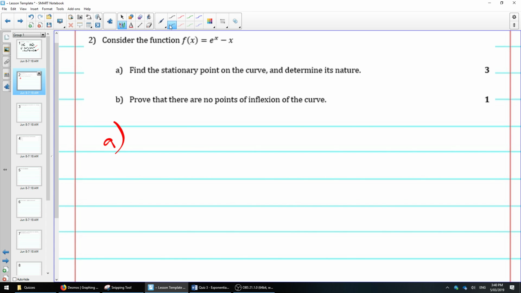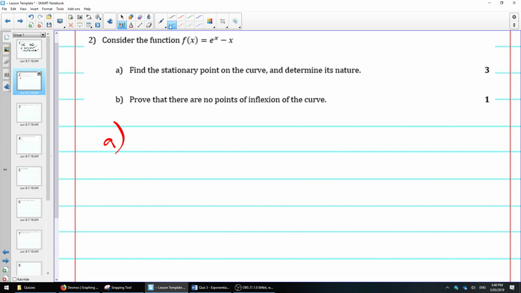Differentiating would be 1 mark. Finding the y value would be another mark. Finding the nature would be another mark. There's your 3 marks. Alright, so generally when you've got questions that ask you to find stationary points and their nature, they're generally going to be 3 marks, and it's going to be those 3 things every single time. Differentiate, y value, nature. Okay? So, let's go through that.